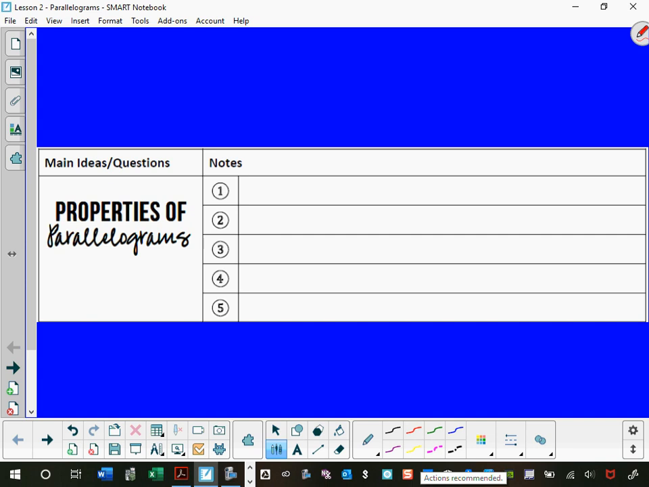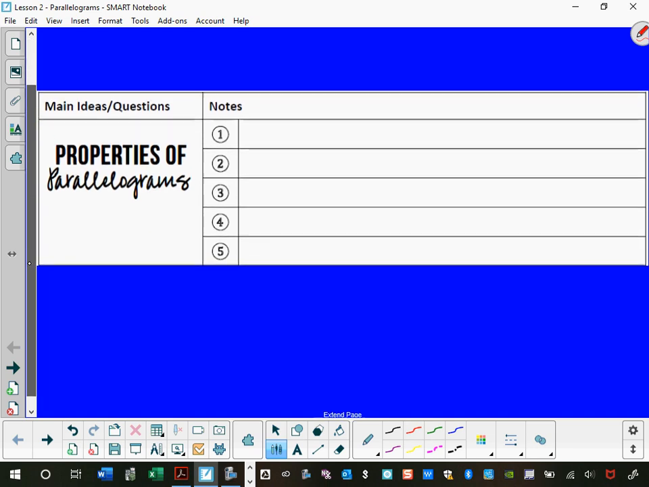All right, so properties of parallelograms. These properties are very important. We're going to go through eventually properties of like 5 different polygons. So make sure you guys are writing down what we're writing right here for my properties, and then you refer back to it when you need to.